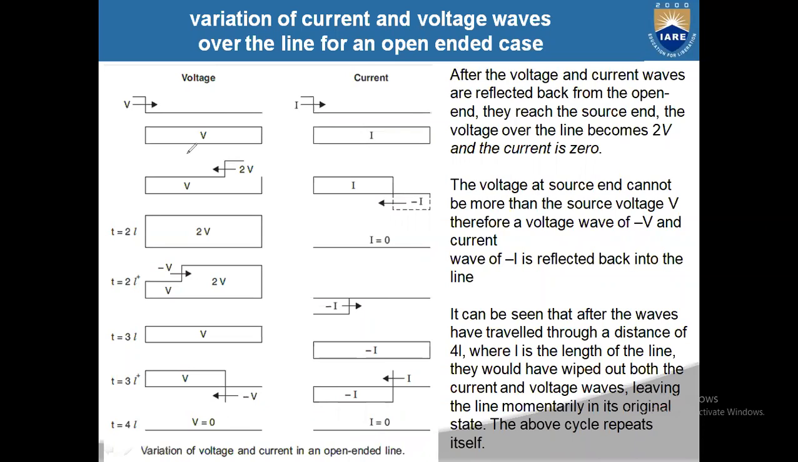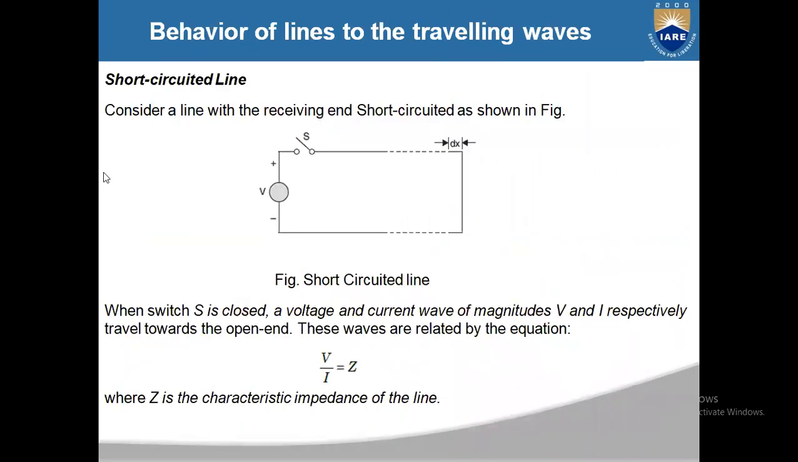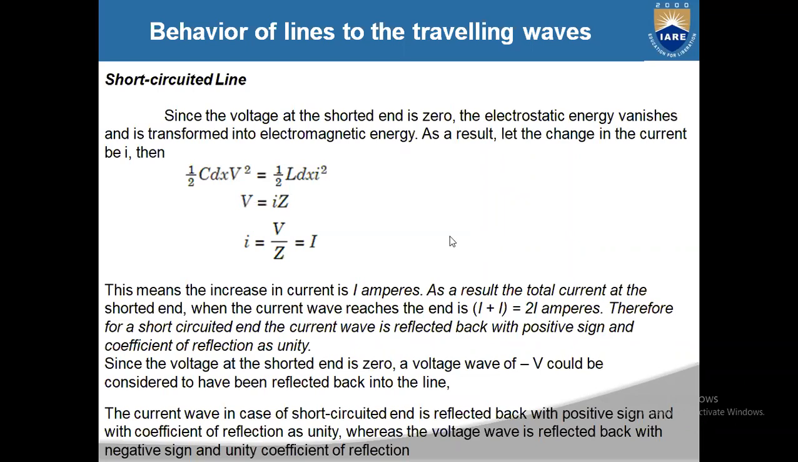Now suppose the transmission line is short circuited at the end. What happens to the traveling wave? Here I am going to consider the transmission line with the receiving end short circuited. Previously it was open circuited; now I am considering it short circuited. Whenever you close the switch, voltage and current waves travel from the source end to the load end. These waves have magnitudes V and I respectively, and they are related by V/I = Z, where Z is the characteristic impedance.